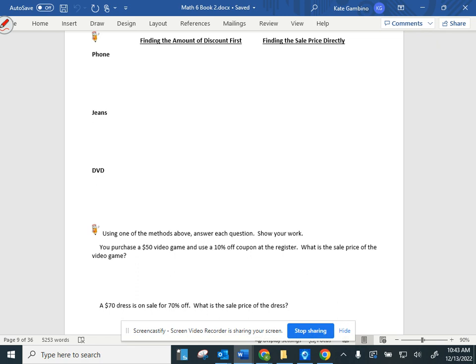So for that phone, it was 20% of $150. So we need to find what that 20% of 150 is. That's the math we just did yesterday. What do I change 20% into, James? 0.2 or 0.20. Of means to multiply by that $150. So what is 0.2 times 150?